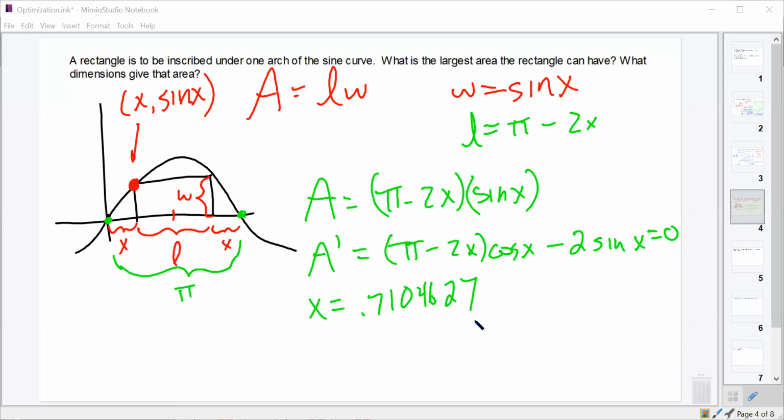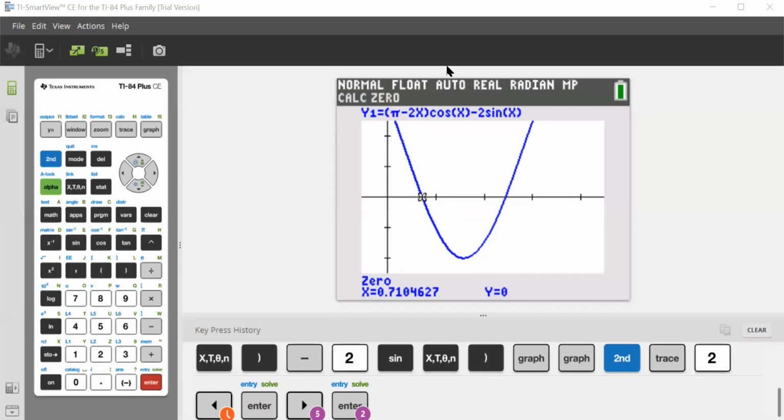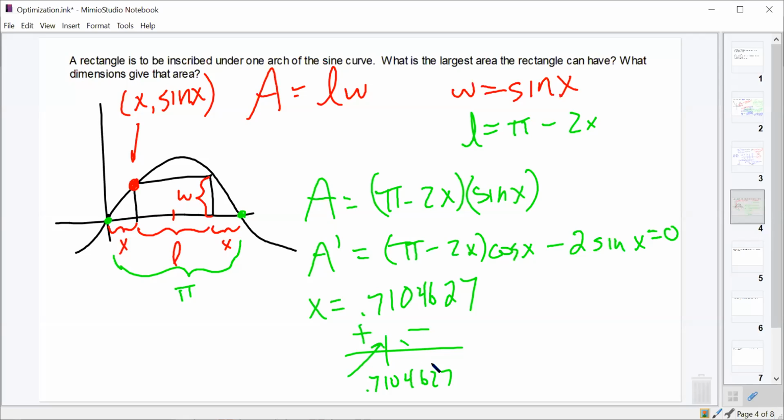So that's the x value at which we are potentially at a min or a max. We'll need to do a sign chart with that to show if it's a min or a max. So we'll put that as 0.710467. And we're looking at the graph of the derivative. To the left of that, the derivative is positive, and to the right of that, the derivative is negative. So positive to negative means increasing to decreasing, which means that it's a local max.